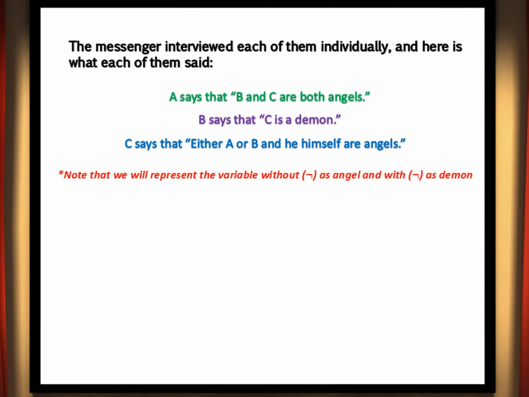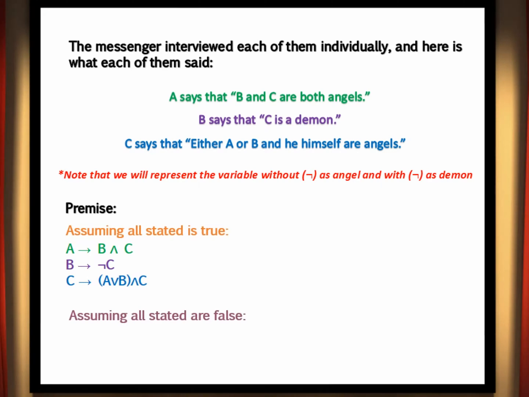For the proof, we will be using 6 different premises. Assuming all stated is true: A implies B and C, B implies not C, and C implies A or B, and C. Assuming all stated are false: A implies not B or not C, not B implies C, and not C implies not A or B or not C.